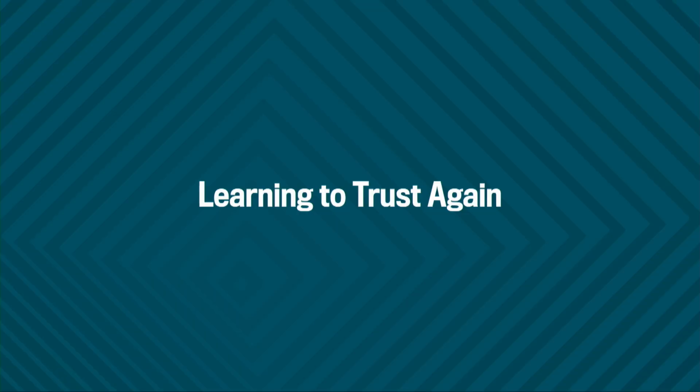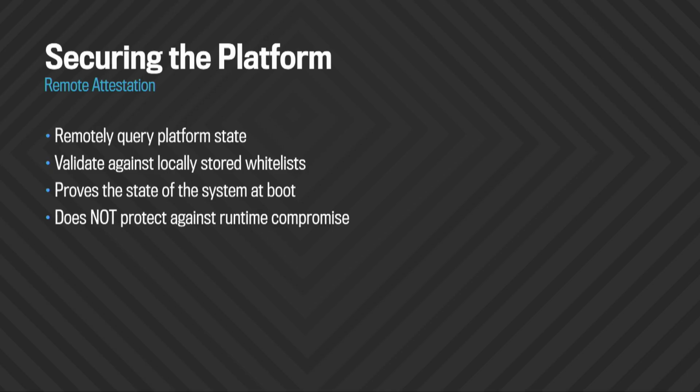OK, so how do we build trusted infrastructure at scale? The basic idea here is that you want to secure the platform. You want to know that the platform's in a good, clean state before you start using it. And so the way we do that is we want a way to remotely query a server for its state, validate that state against some set of locally stored whitelists, and this will tell us whether or not this platform's in a good state. It does not tell you whether or not the platform is still in a good state after it has started running. So this is just a boot time protection.